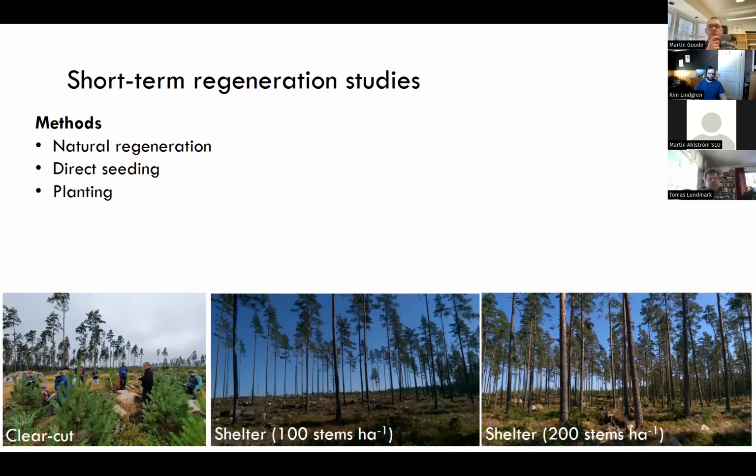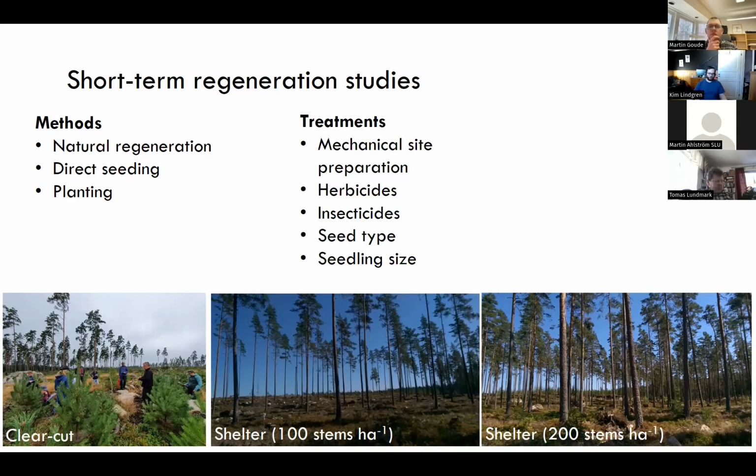So cuttings are performed right now. And in this experiment, we are looking at different treatments, and I don't think we need to go into detail, but some of the treatments that we are testing are the effects of mechanical site preparation, herbicides, insecticides, seed type, and seedling size. And I will just show some of the results.